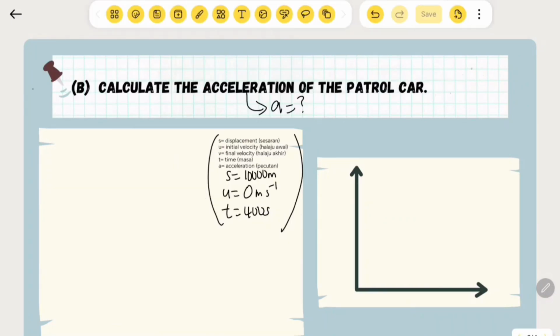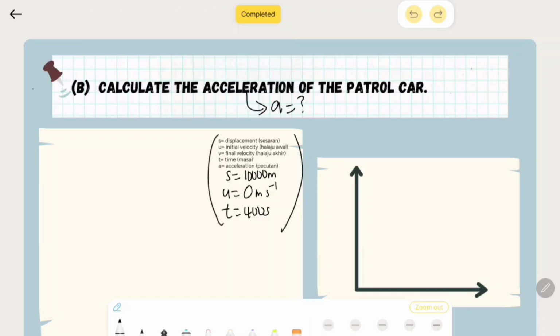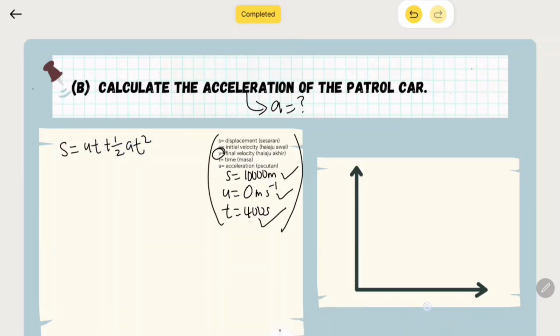Okay, let's continue with the next question. Question B. Calculate the acceleration of the patrol car. So we now need to find the acceleration of the patrol car. Since we have the information here, s is equal to 10,000 meter, u is equal to 0 meter per second since the patrol car is initially stationary, and t is the 400 seconds we just found. We still don't have the variable v, so we can use the same equation, s equals ut plus 1 over 2 at squared, to solve question B.